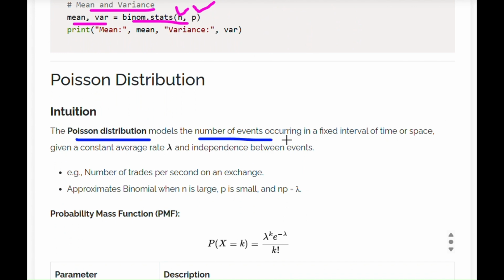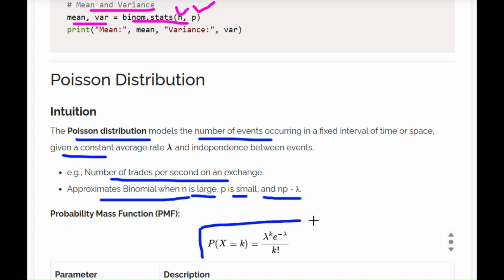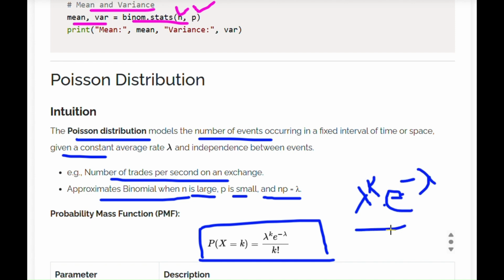Poisson distribution models the number of events occurring in a fixed interval of time and space. So as we just discussed, Poisson is a limiting case of the binomial distribution. So it models the number of events occurring in time and space. For example, the number of trades per second on an exchange. It approximates the binomial when n is large, that is n tends to infinity, and p is small, and np is equal to lambda. The PMF is given by this expression, probability that x equal to k. The number of events is given by lambda, which is the average rate, to the power k times e to the minus lambda over k factorial.